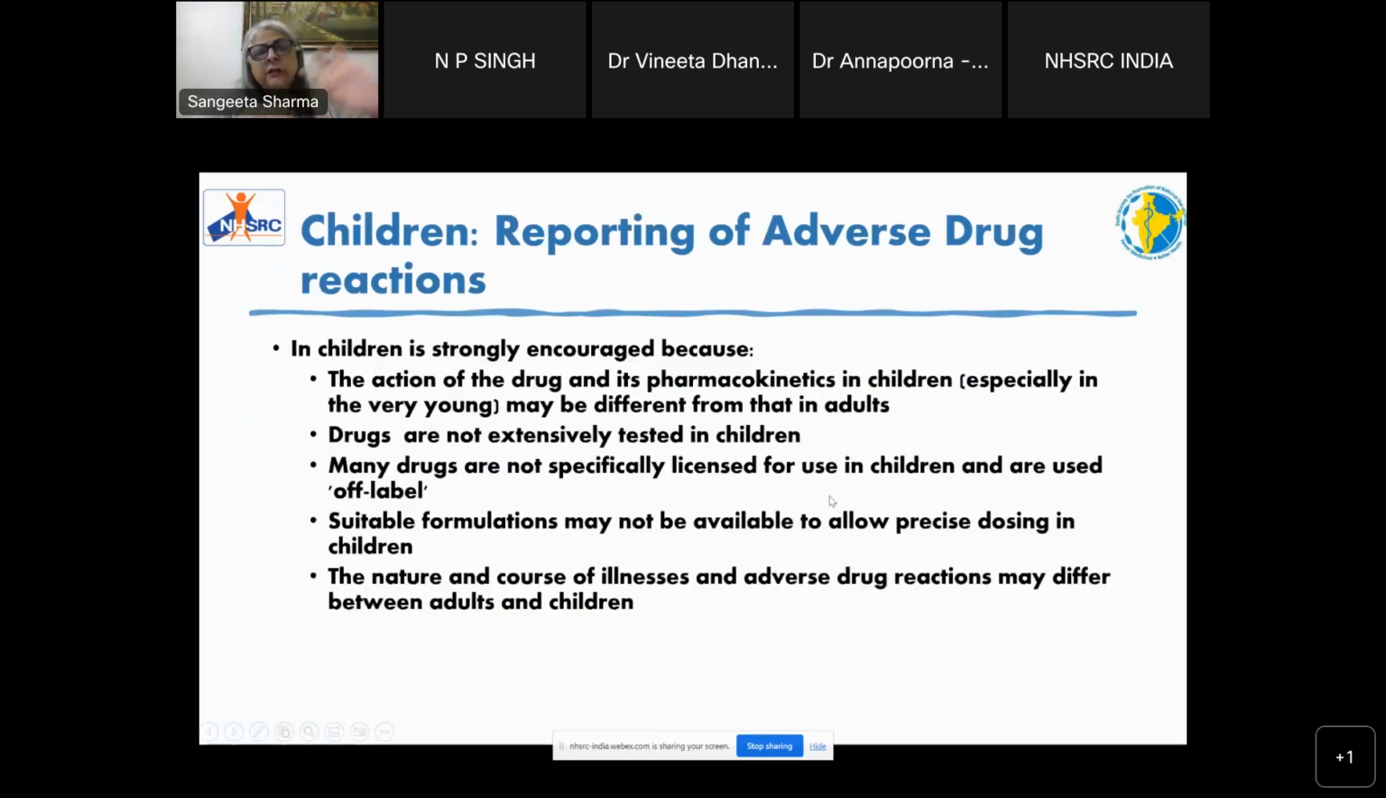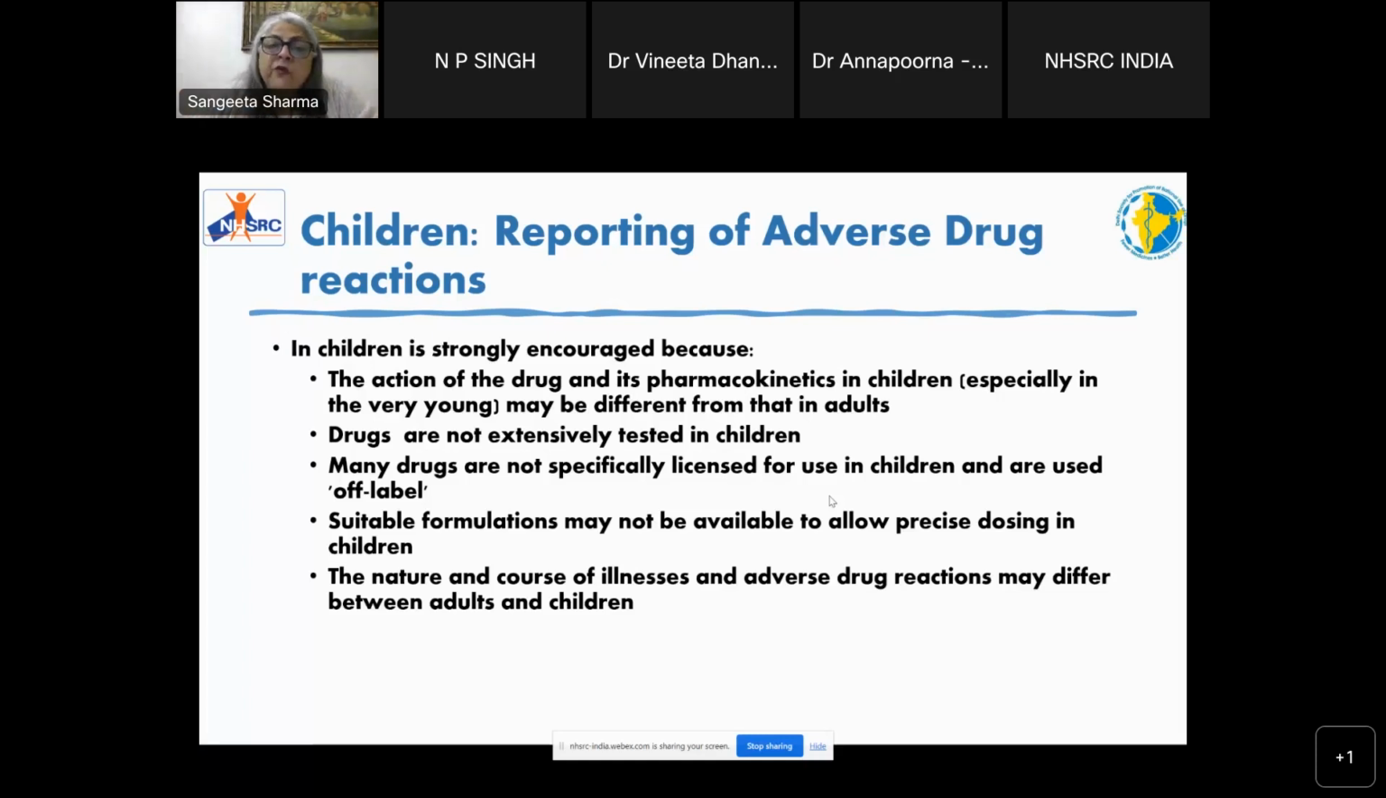Then, most of the medicines that we use are not tested in children. They are tested in adults, but because children also may have the same problem, we need to use these medicines in children as well. So be careful, be watchful of adverse drug reactions, because you are the only source of information regarding adverse drug reactions in children.